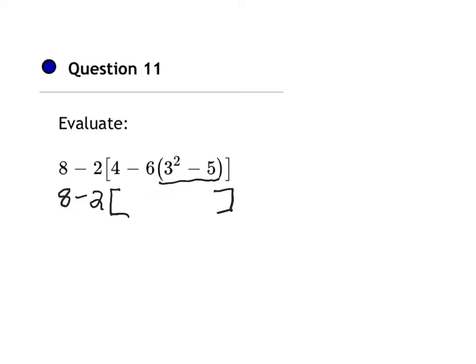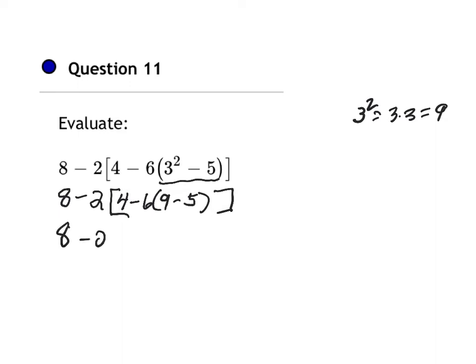So parentheses, so I'm going to have 4 minus 6, then I have my parentheses. Well, inside the parentheses, I've got to follow order of operations. I have an exponent and then subtraction. So I need to do the exponent first. 3 squared, remember, is 3 times 3, which is 9. So that's 9 minus 5. I'm going to keep going.